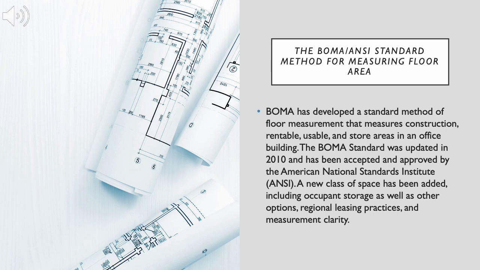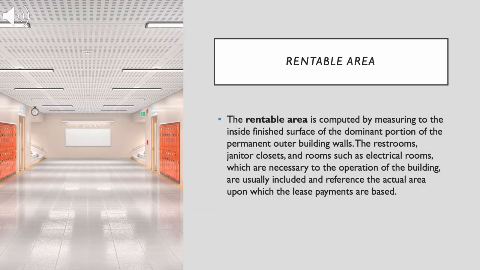The rentable area. The rentable area is computed by measuring to the inside finished surface of the dominant portion of the permanent outer building walls. The restrooms, janitor closets, and rooms such as electrical rooms, which are necessary to the operation of the building, are usually included and reference the actual area upon which the lease payments are based.